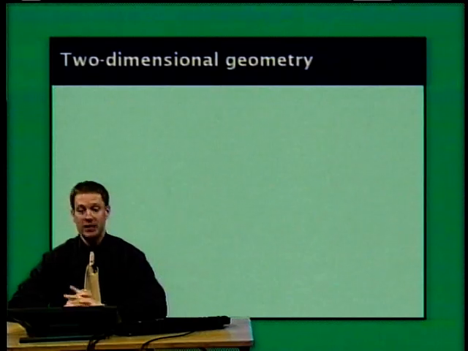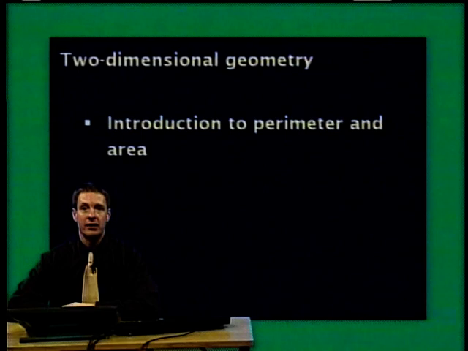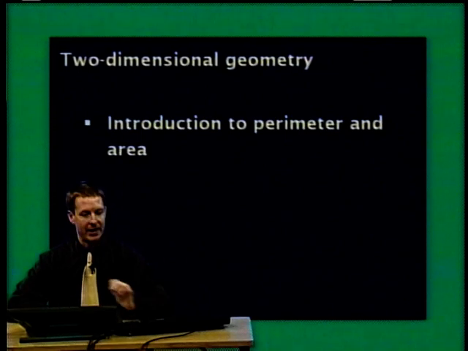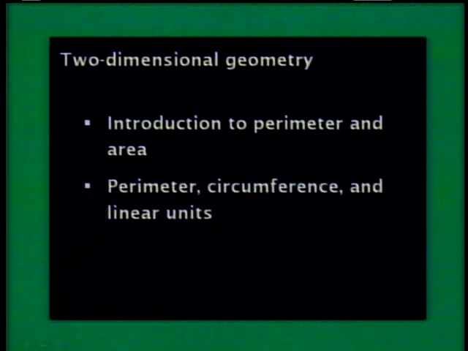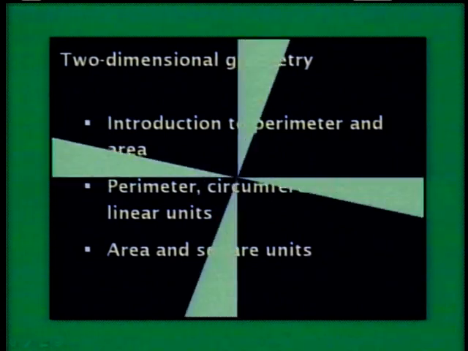So in my 2D geometry lesson, I'm going to begin by giving you an introduction to the concepts of perimeter and area. And then I'm going to focus on the perimeter issue, and in that issue comes up the word circumference and an issue of units that are called linear units. And then I'm going to finish up by talking about area, and what comes up in discussions about area are what we call square units.